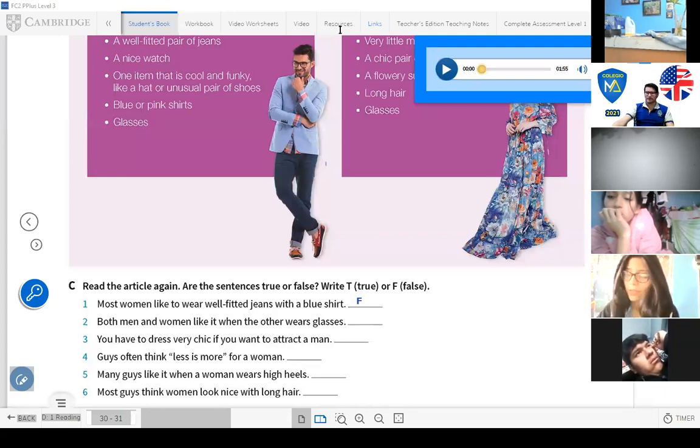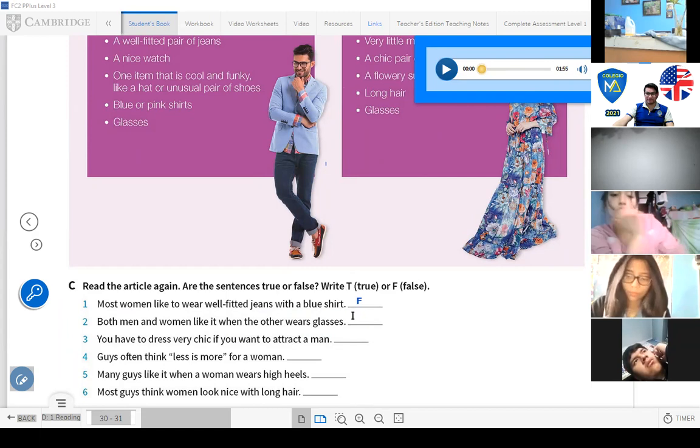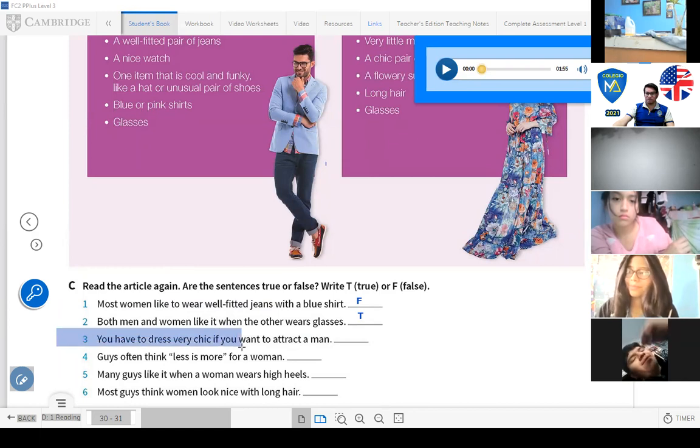The next part says, both men and women like it when the other wears glasses. Yes, right? Say for women and for men, yeah. In this case, this is true. The other part says, you have to dress very chic if you want to attract a man.